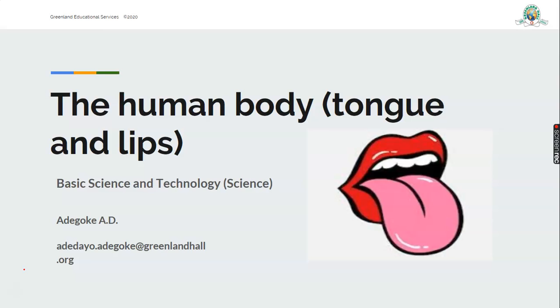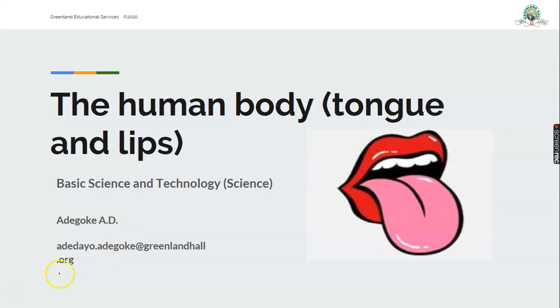Our focus is on science, and our topic is the human body. And of all the body parts that we have, our focus is on the tongue and lips. Can you touch your tongue and your lips? Those are the body parts we are talking about, your tongue and your lips.